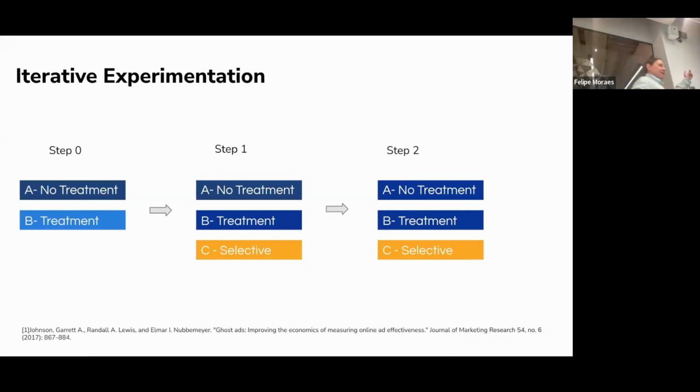And yeah, what is happening after you build your uplift modeling? So at step 1, you can test it in the A/B setting. So you have no treatment, you have treatment, and you have selective treatment, right? And at some point you can say, okay, I would like to build a better model and go to step 2, where your selective model can be different.